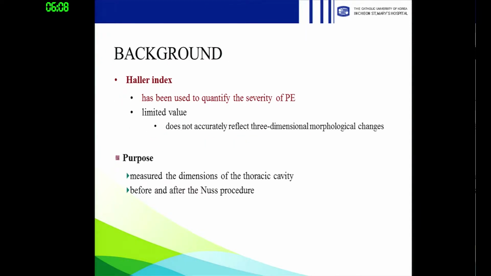Haller index has been used to quantify the severity of pectus excavatum. However, the Haller index is of limited value because it does not accurately reflect three-dimensional morphological change in the thoracic dimension before and after the Nuss procedure. We measured the dimensions of the thoracic cavity before and after the Nuss procedure using a simple and intuitive method.